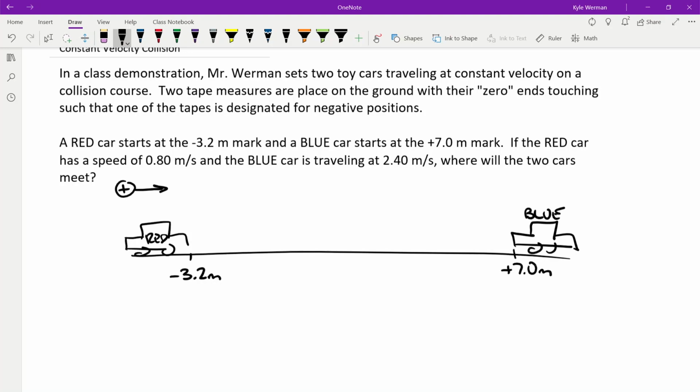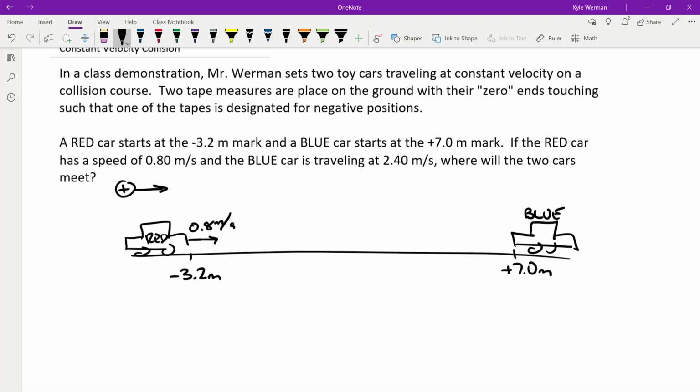So I've got this picture here. They're also moving. The red car is moving to the right, so I'll draw a little arrow here, and I'll label that arrow 0.8 meters per second. And we have the blue car moving to the left. And the blue car is moving faster, 2.4 meters per second. That's 3 times faster. And this arrow I just drew, we call a vector arrow.